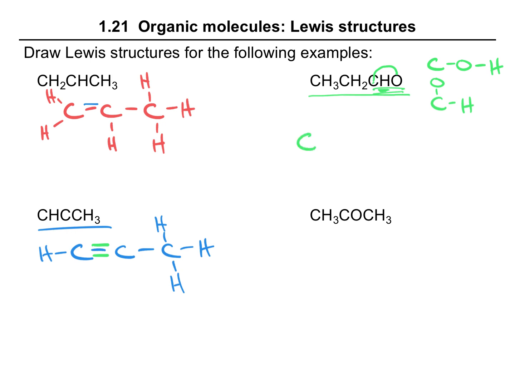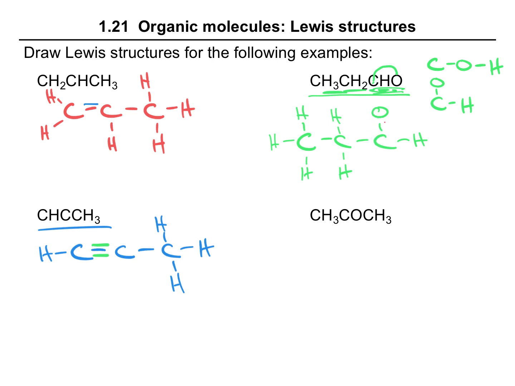So we have our first carbon connected to our second carbon connected to our third carbon. Our first carbon is connected to 3 hydrogens. Our second carbon is connected to 2 hydrogens. And our third carbon is connected to a hydrogen, and it's connected to an oxygen. Our first carbon has 4 bonds, it has its octet. Our second carbon has 4 bonds and its octet. Our third carbon only has 3 bonds, it doesn't have its octet. And our oxygen doesn't have an octet either.